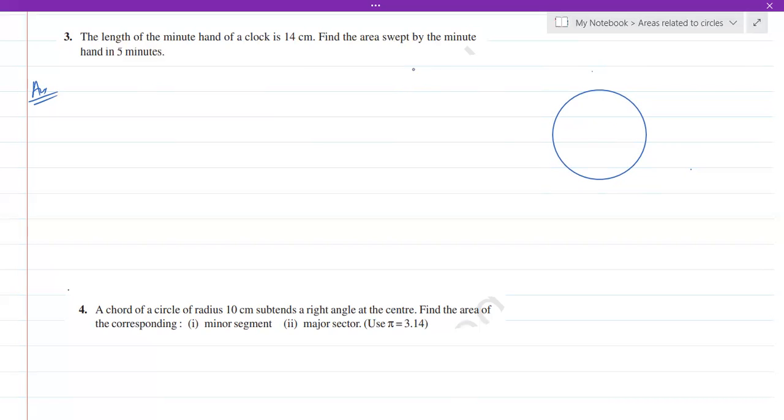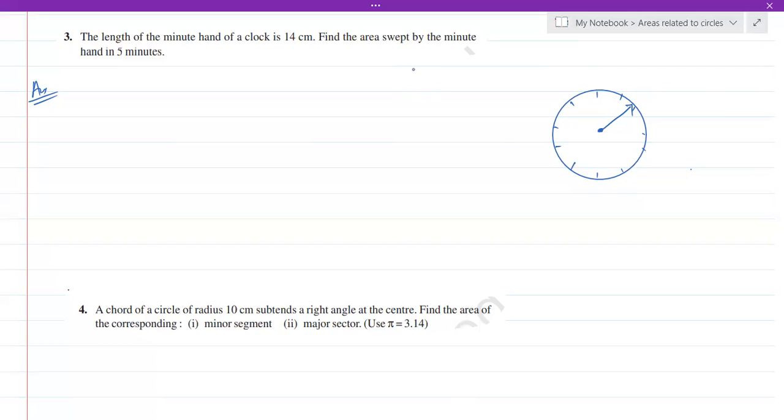Now we have the hour hand, minute hand and the seconds hand, but we are focusing only on the minute hand. So let's say this is the minute hand. The minute hand might be anywhere. Let's say this is 12 o'clock and 6. Let's not mention all those. Let's just pictorially represent that it's a clock. That's it.